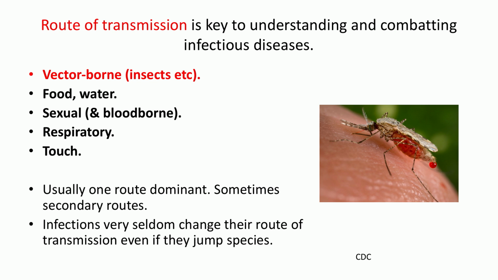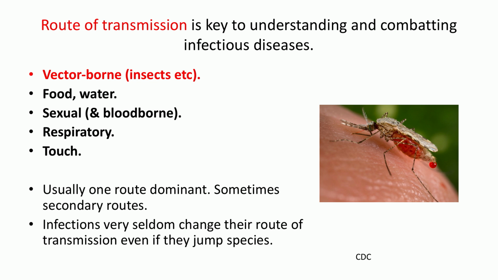And the 5 routes, and the 5 lectures I'll be giving cover each of these, are vector-borne, which are primarily insects, but also other vectors, arachnids like ticks; food and water, things you eat or drink; sexual and blood-borne; respiratory; and touch, where you actually pass on the infection by touching someone. And with all of these, there is generally a dominant and then sometimes a secondary or even 2 secondary routes, but one route is dominant.